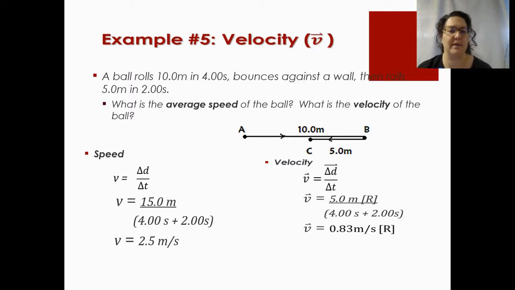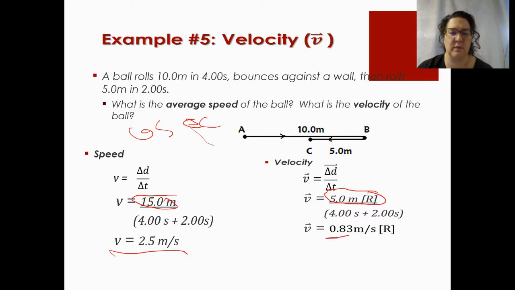So now looking at speed and velocity. With speed, the time is going to stay the same. We have a total time of 6 seconds. And with our speed, we had a total distance traveled of 15 meters divided by 6 seconds. So our average speed was 2.5 meters per second. With velocity, our displacement was only 5 meters to the right. And so when we divide that by the 6 seconds, we end up with a velocity of 0.83 meters per second to the right.